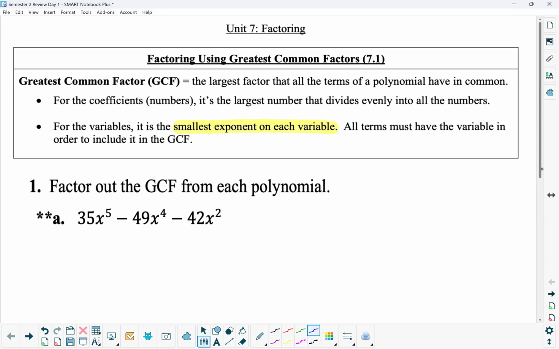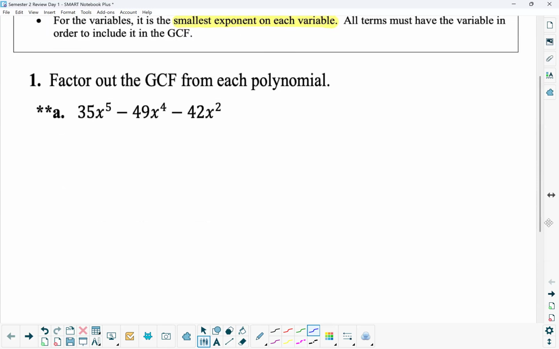So we're going to do this first example, part A, and factor 35x to the fifth minus 49x to the fourth minus 42x squared. And as I said, what we could do is list our factor pairs. 35 and 1. 2 will not work, 3 will not work, 4 will not work, 7 and 5. Those would be our only four factors. For 49, we'd have 49 and 1. And then the only other factor is 7 and 7.